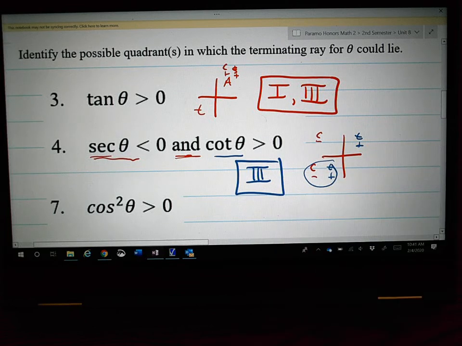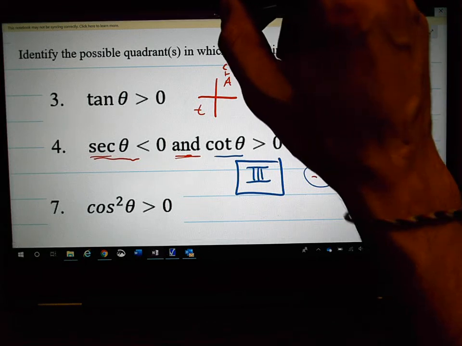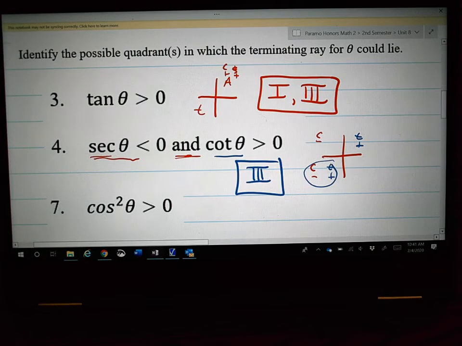Show of hands, how many of you got quadrant 3? Good job. Hands down. If you did not get it, I hope that makes sense to you.